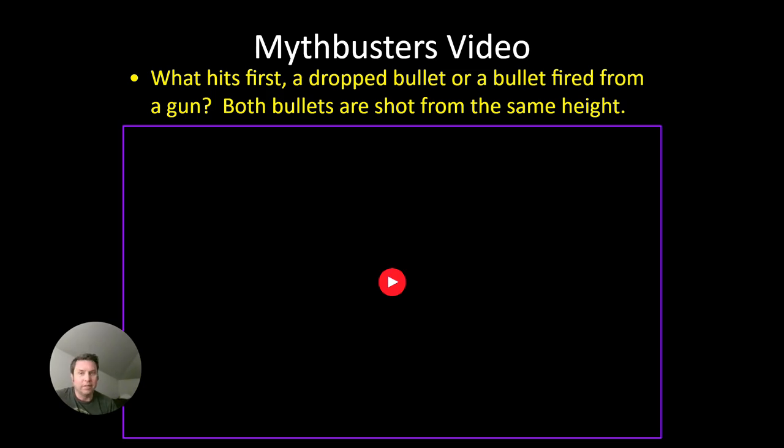If there was no atmosphere, they'd land, and there was no delay in the signals between the dropped bullet and the fired bullet. It'd be perfect.